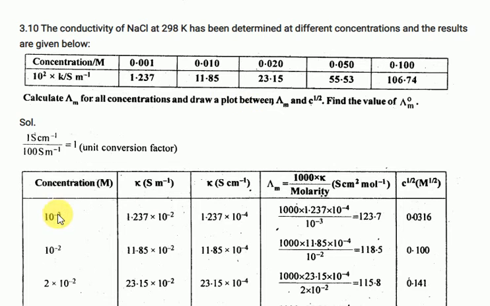Look here, the concentration is given as 10 to the power of -3. Given the specific conductance values, look at this value they have taken. The conductance is given in meter units, and they are converted from meters to centimeters. Molar conductivity is 1000 into kappa by molarity. This is the molar conductance. Look at the molar conductance, this value.